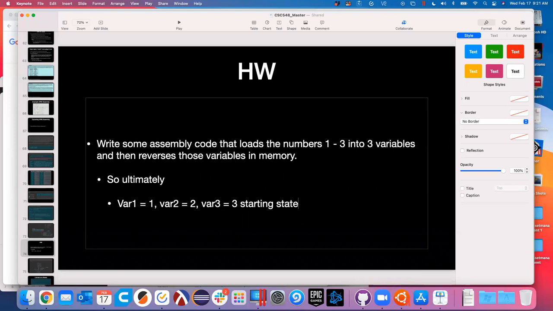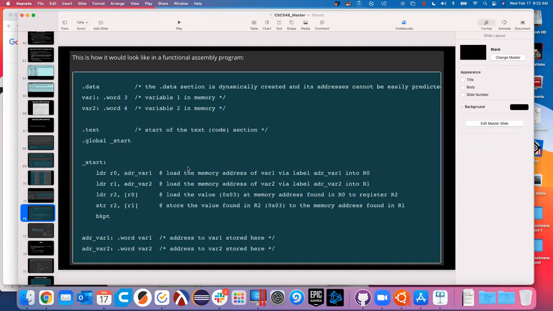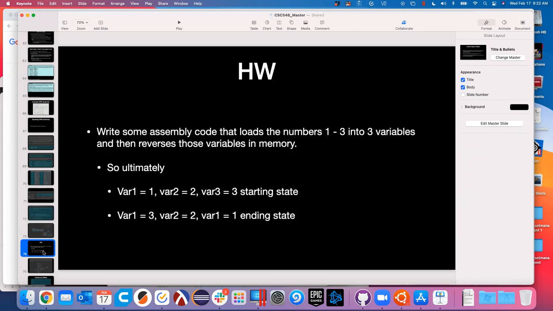So this is the starting state. Var 1 is equal to 3, var 2 is equal to 2, var 3 is equal to 1, ending state. And you'll want to operate off of this example as this. So I'm not asking to test it or anything, just start with this as your base and modify this to accomplish what I'm asking you to accomplish right here. Okay. Just a text file. You can even paste it into Blackboard. All right, questions, comments, concerns, bribes?